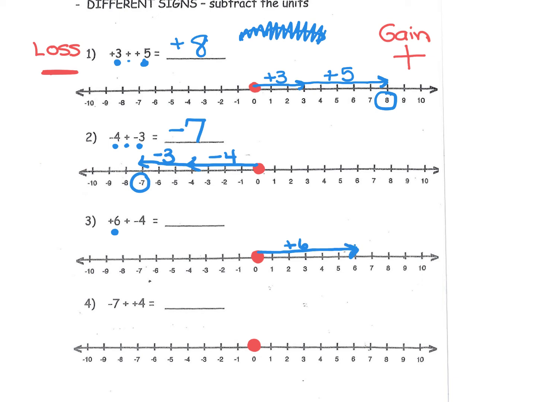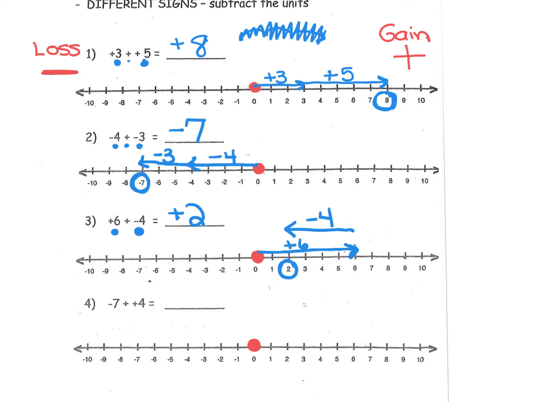Now that we're sitting at a positive 6, we must move to the left 4 units. So up above, we start here and we go back 1, 2, 3, 4 units. That's a loss of 4. Our final answer or result is a positive 2. Make sure you are circling all the answers or the spot where we arrive on the number line.